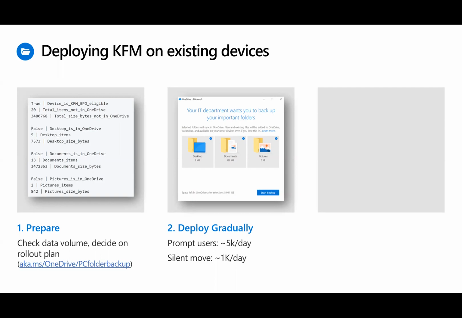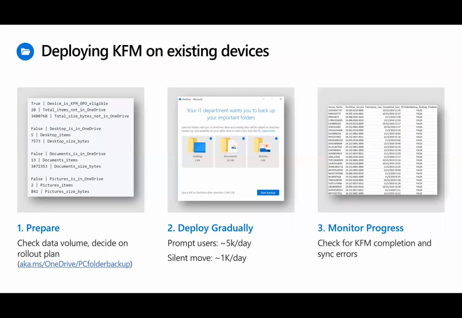But we don't recommend, for example, deploying the silent move to 30,000 devices all at once, because that can definitely cause issues. And it's something that we're really thinking about how we improve on, but that's the current recommendation. And then finally, really monitoring progress.